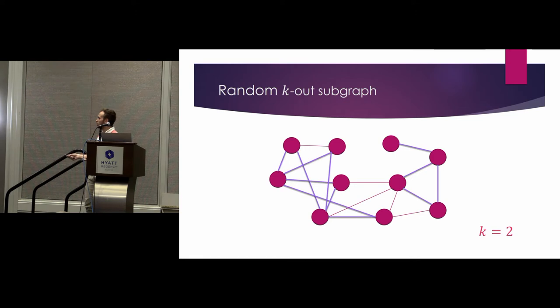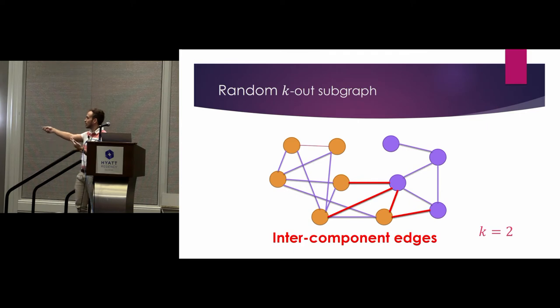Okay, so each node picks k neighbors, and now we are looking at the union of all of the edges everyone picked. So basically every node picked k incident edges, and now we look at the union of everything. And as you can see, this subgraph that we have sampled has connected components that don't have to be exactly the connected components of the entire graph. Some of the edges in the original graph would go inside some connected component of the subgraph, but also some of the edges would go between different connected components of the sampled subgraph, and we are going to call these edges that cross between different connected components intercomponent edges.